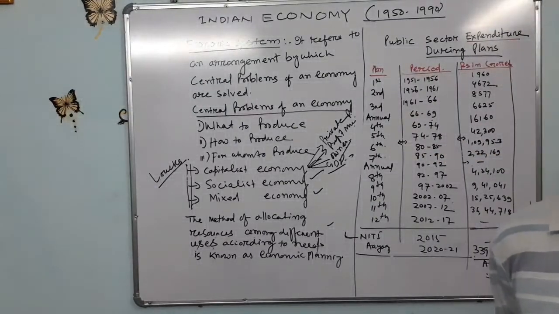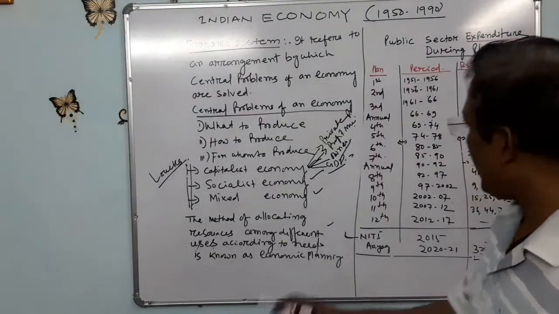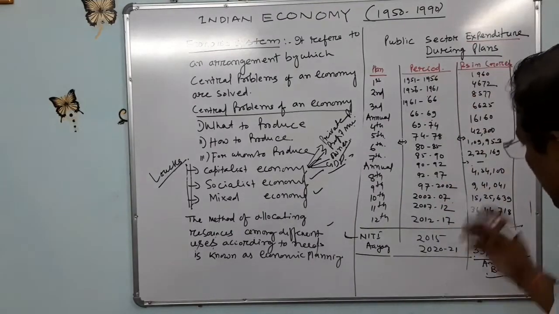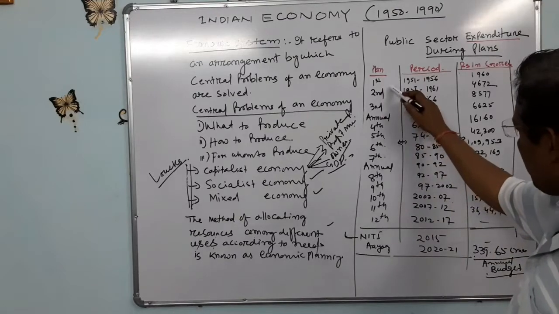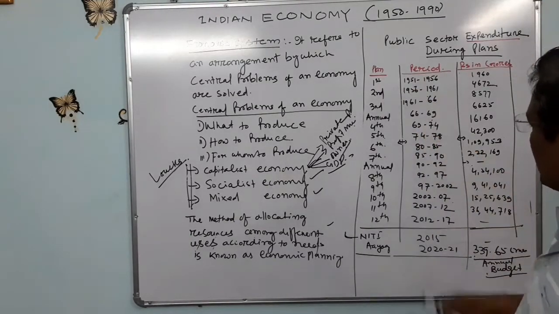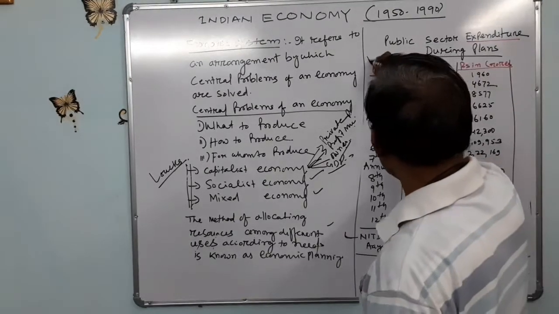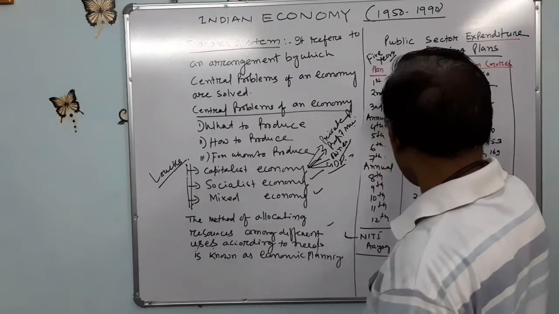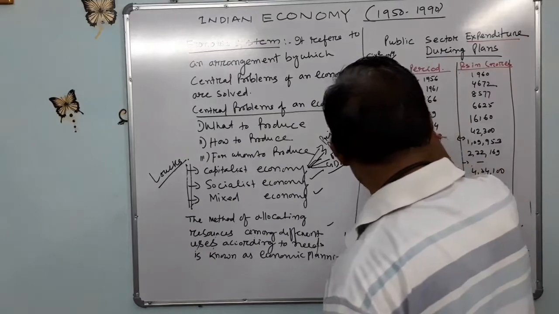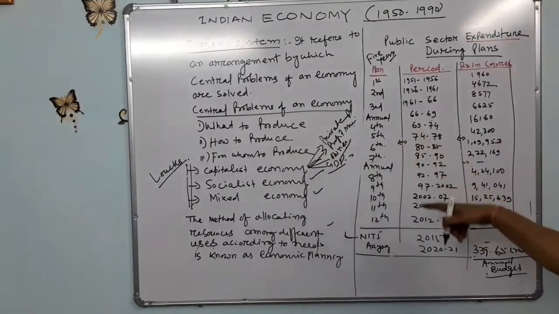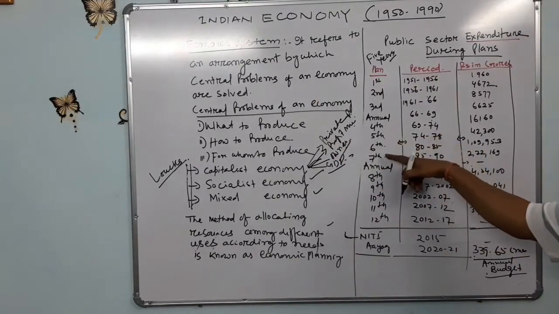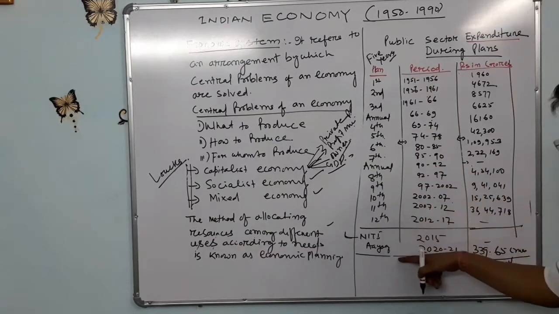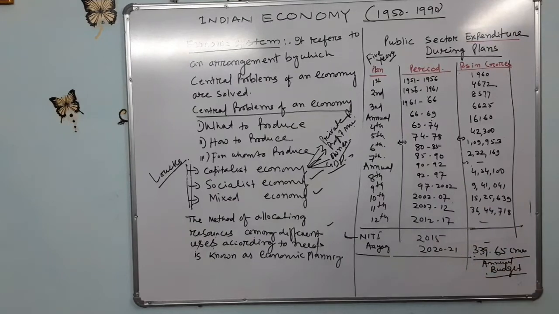So there are the different five-year plans. I have written here the public sector expenditure during the plans. Remember, these are the five-year plans: first, second, third five-year plan. After that there is the annual plan, then the fourth five-year plan, fifth, sixth, seventh, then annual plans, then 8, 9, 10, 11, 12. Then Niti Aayog was formed in the year 2015.